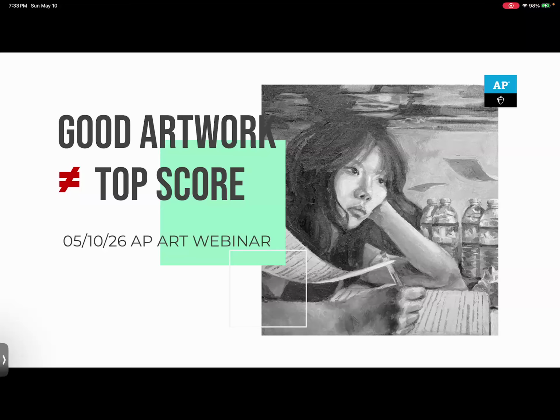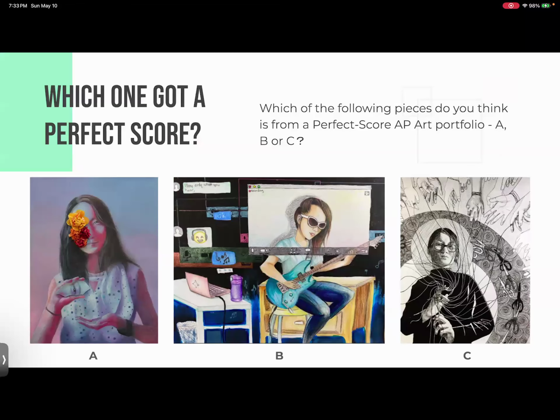Before everything gets started, while waiting, I would like everyone to take a look at the three examples up on the screen, right? We have three very, very different examples. And while we're not going to give you the answer right away, I hope you guys can take a guess and keep that answer in mind. Which one do you think came from a portfolio that scored a perfect score of 5? I'll give it another minute for people to come in before I get started.